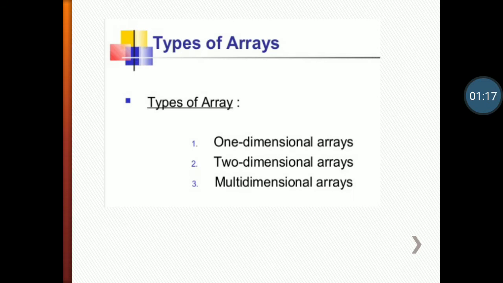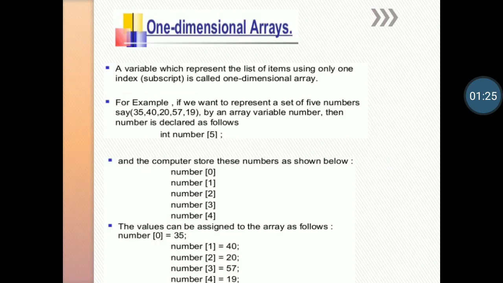Next point is types of arrays. There are three types of array: one-dimensional arrays, two-dimensional arrays and multi-dimensional arrays. A one-dimensional array represents the list of items using one index.